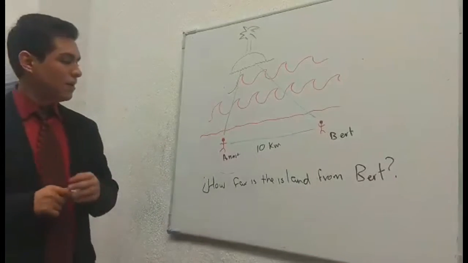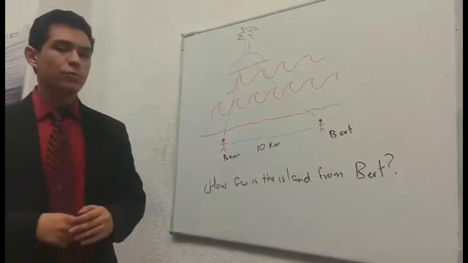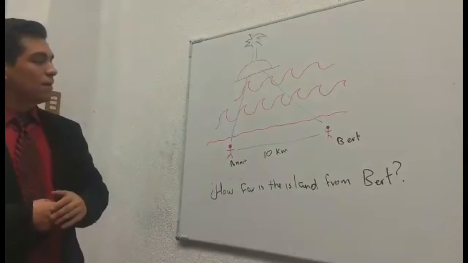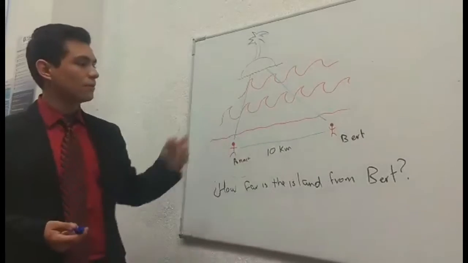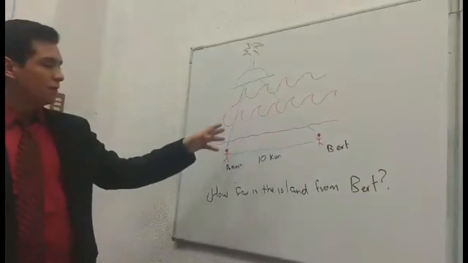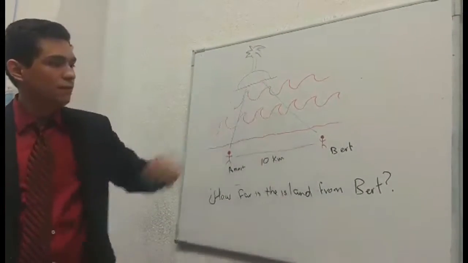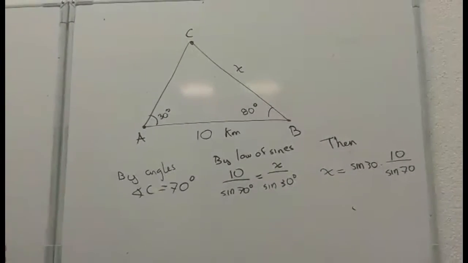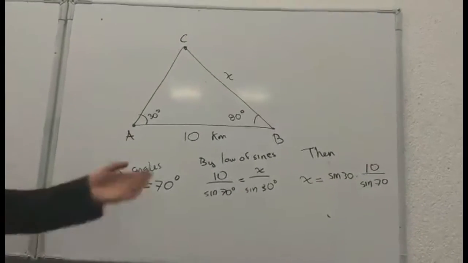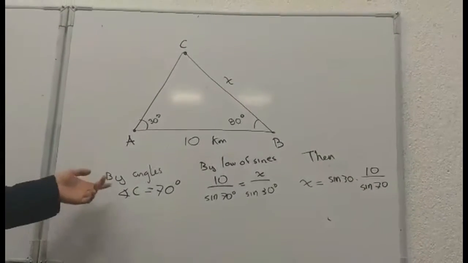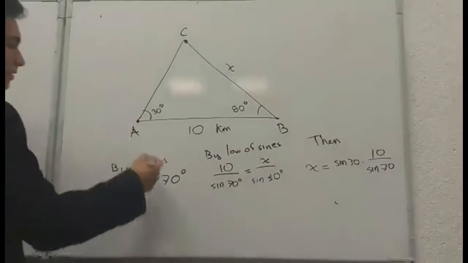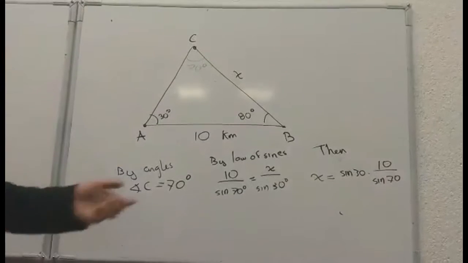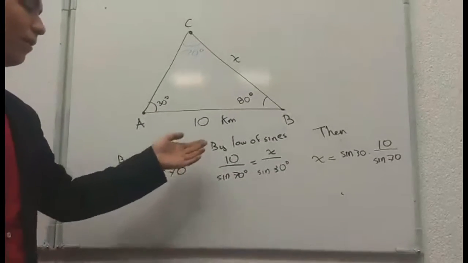Another problem would look like this: we have for example here Annie and Bert, which we know that there is a distance of 10 kilometers between them, and they want to know how far is the island from Bert. Bert right here, and they want to know how far is this length. So this problem is expressed right here. We have the value of two angles, which are 30 degrees and 80 degrees, and of course the 10 kilometers. By angles, we can determine that this angle is equal to 70 degrees, which will help us in the problem that we will solve by the law of sines.